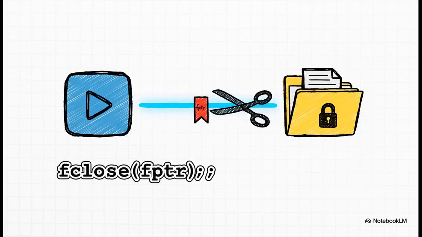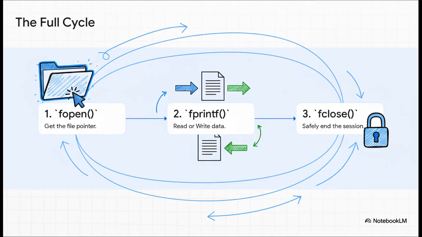And the best part, it's super simple. You just call the fclose function and give it the same file pointer, the same bookmark that you've been using this whole time. That's it. Connection terminated, job done. So let's just recap that whole journey one more time. You use fopen to open the door and get your pointer. You use functions like fprintf or fscanf to do the actual work. And you use fclose to hang up the phone and clean up. Open, operate, close, every single time.